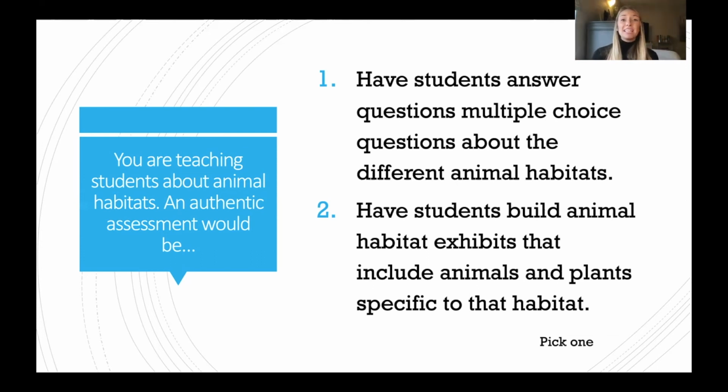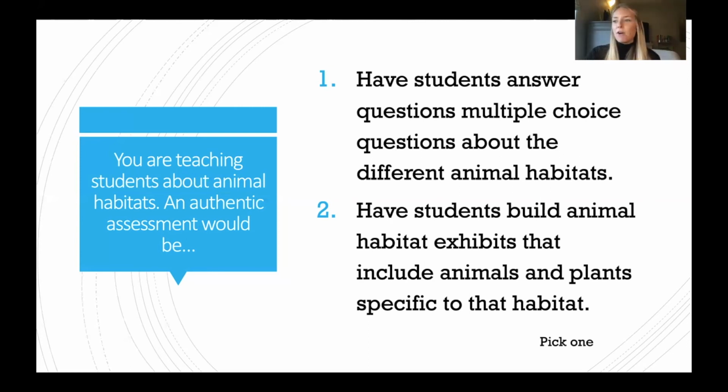For the rainforest, it had the different layers of the rainforest, and the students were able to talk to people who came in to look at the exhibits and explain about that habitat. And that was really able to show me that they actually could apply the knowledge that they were learning. Now, if we just have them answer multiple choice questions about the habitats, it's not giving me the real world context. It's not actually applying.